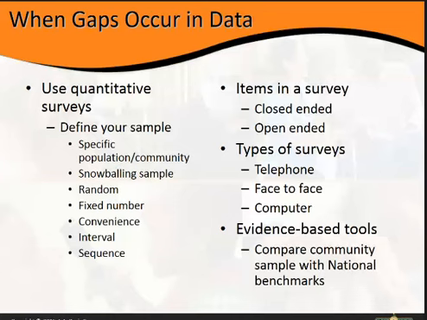Occasionally we have gaps that occur in our data when we're collecting for an assessment. You can use a quantitative survey and define your sample, specific population, and get your data that way. Items in a survey can be open-ended or close-ended. You can do a telephone survey, a face-to-face, or a computer survey. Evidence-based tools that are available to you will compare a community sample with national benchmarks.